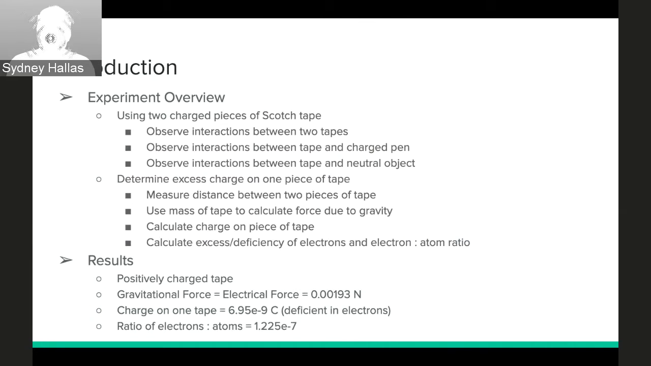The gravitational force was equal to the electrical force of tape A on tape B, and it was 0.00193 newtons. The charge on one of the pieces of tape was 6.95 times 10 to the negative 9th coulombs, and it was deficient in electrons because it was positively charged. The ratio of electrons to atoms was 1.225 times 10 to the negative 7th.